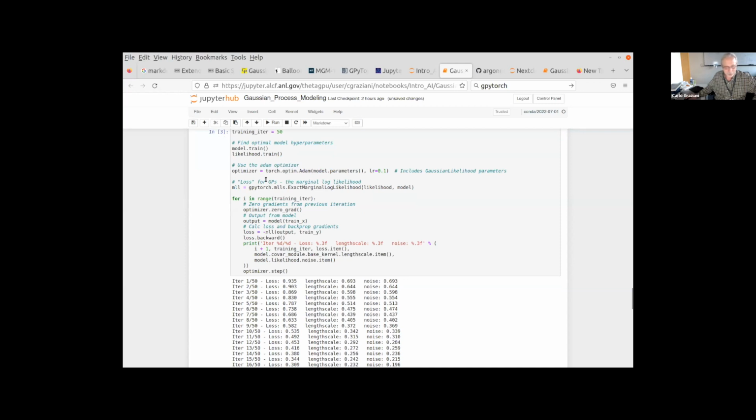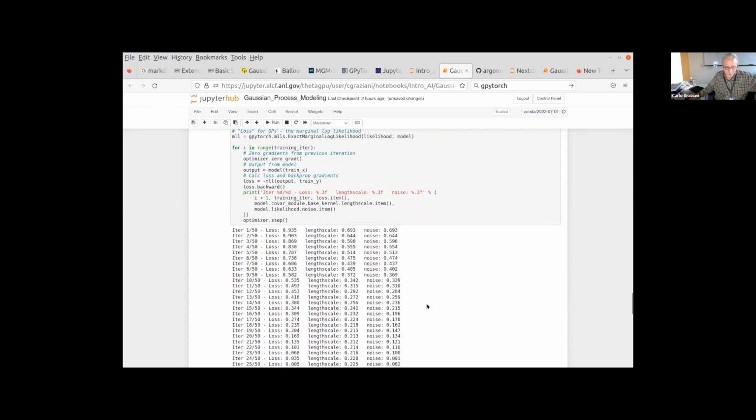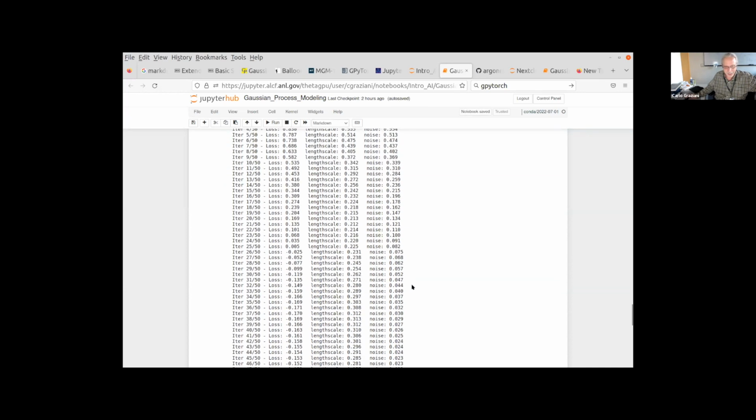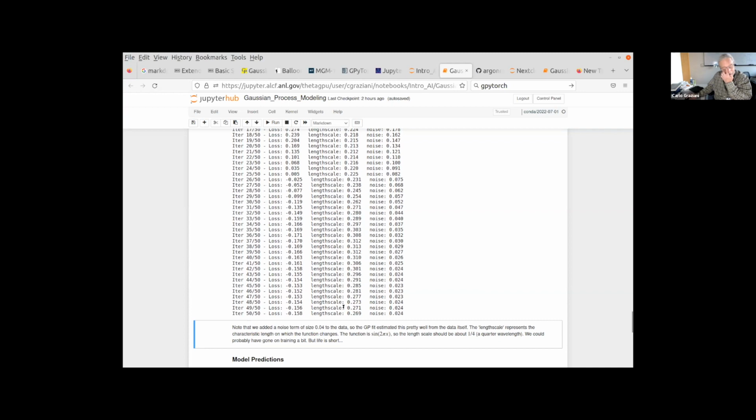Here it's going through the iterations and printing out a few key things. What we're seeing is the length scale. Remember that the function we evaluated is sine 2 pi x, and if you think about it, the length scale is basically a quarter wavelength. What we came out with is not too far from that. It's almost a quarter, and you can see it's dropping. We probably could have gone on training a little bit, but life is short. We don't want to go on till the 7th significant figure.